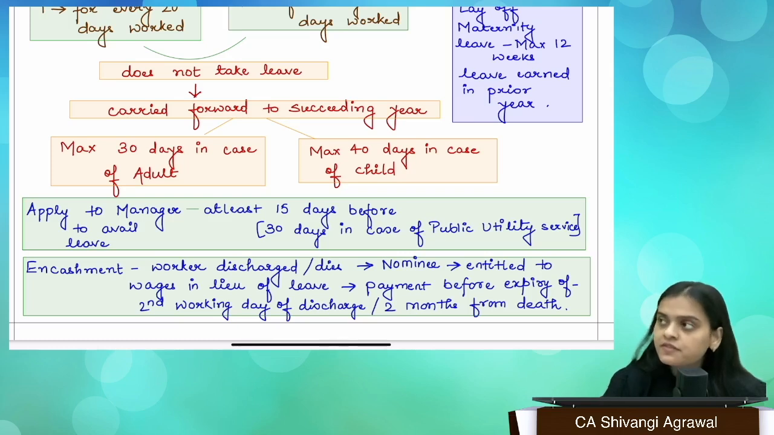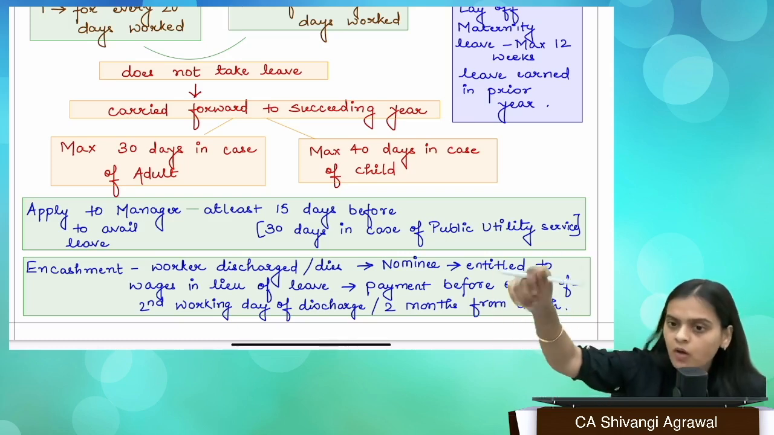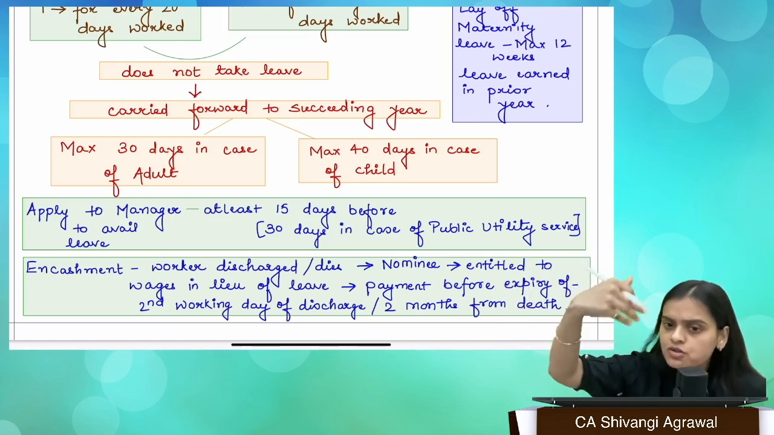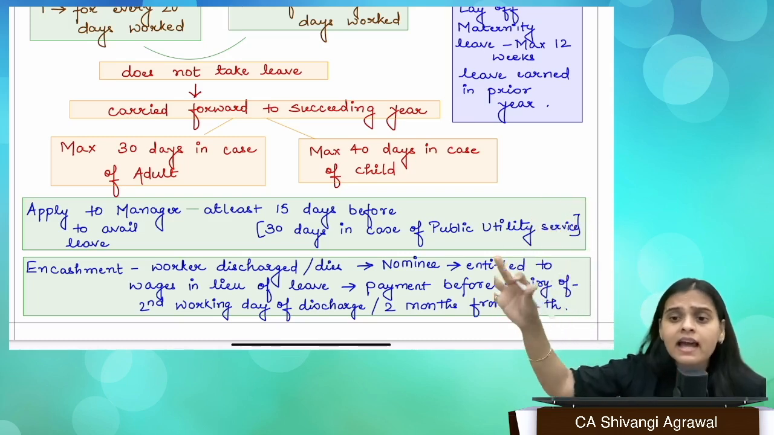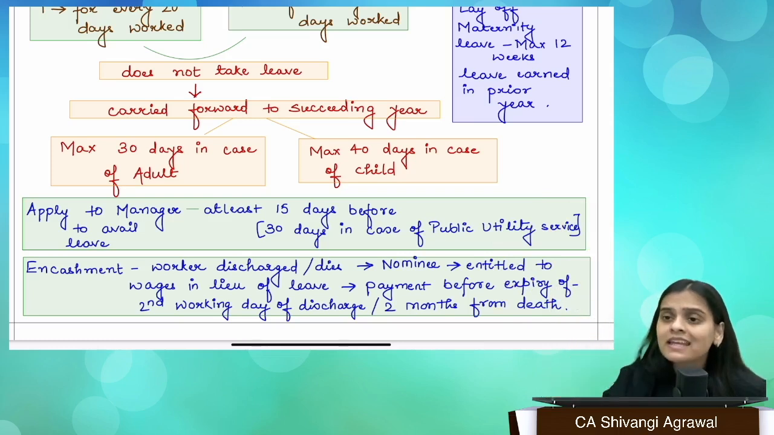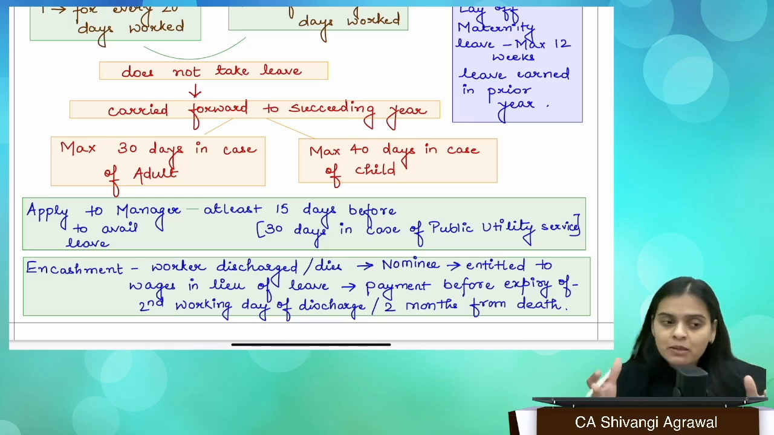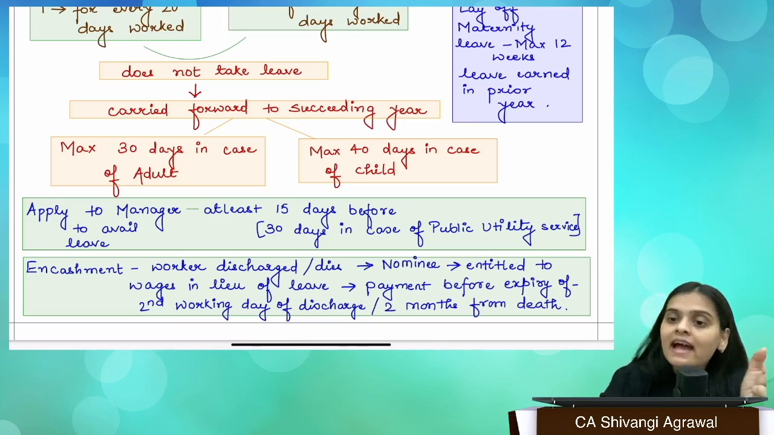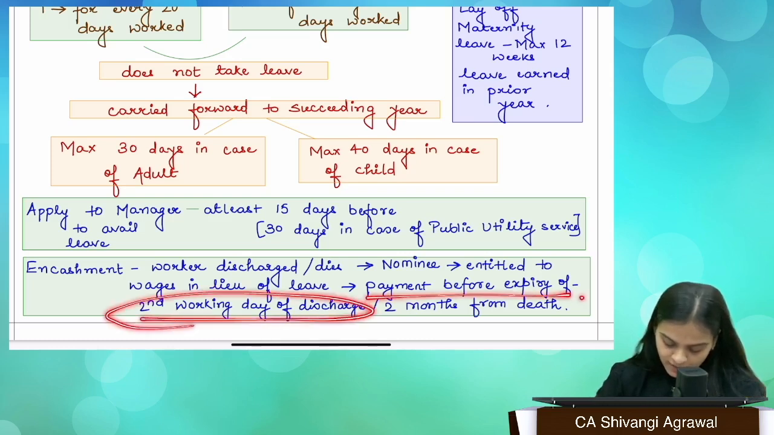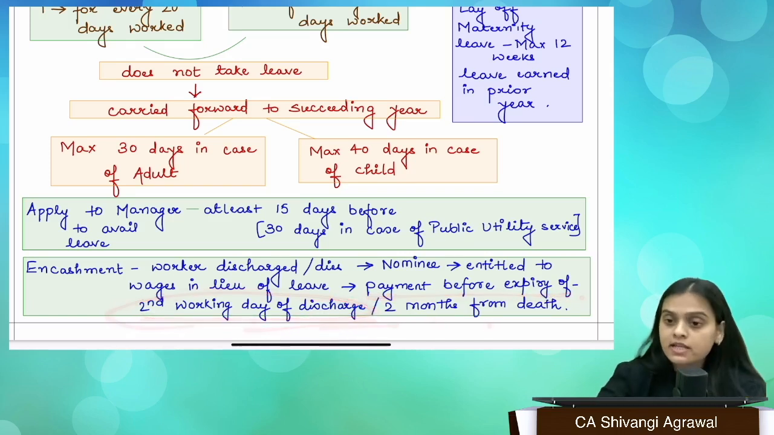What is encashment of leave? Supposedly the worker is dismissed. Okay, now no more you're required. He's discharged or dismissed, or he leaves or he dies, whatever it be, right? So he will get an amount in lieu of his leave. Immediately before termination, if you are entitled to 30 days of leave, then you can encash this leave and you will get it. The payment is going to be made before expiry of the second working day of discharge, or in case of death, within 2 months from superannuation or death, whatever the case be.